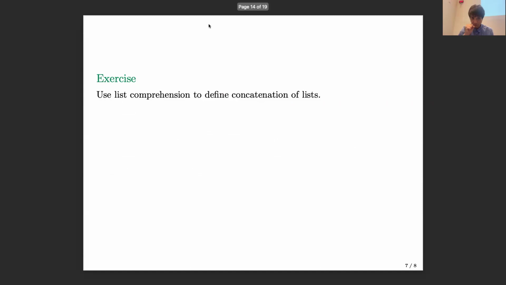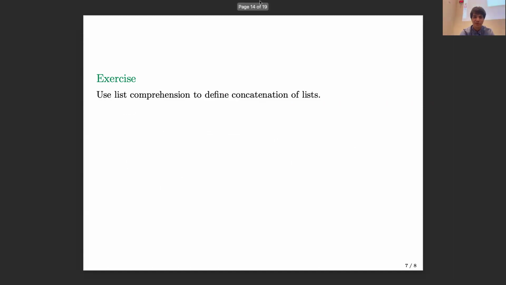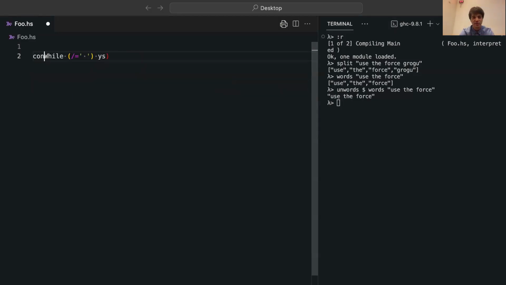So there's the answer. Use list comprehension to define concatenation of lists. Whoops. Well, I'm sure none of you saw it. Right, so I want to concatenate two lists. Concat. And these are fun types of problems. I'm saying I have two lists and I want you to return a new list of those two, right? So I want to be able to say 1, 2, 3 plus 4, 5, 6. Can you solve this problem if the only tool I've given you is list comprehension?